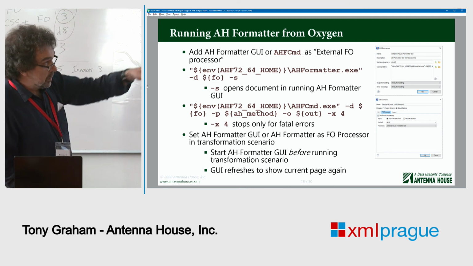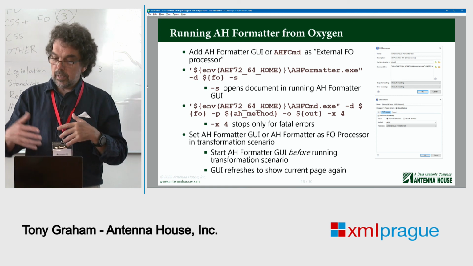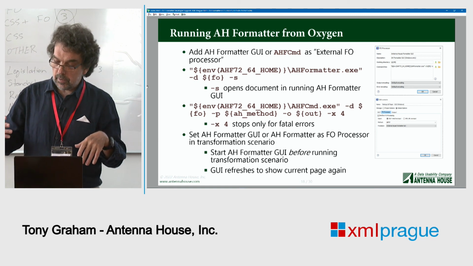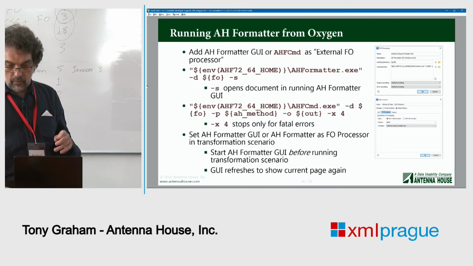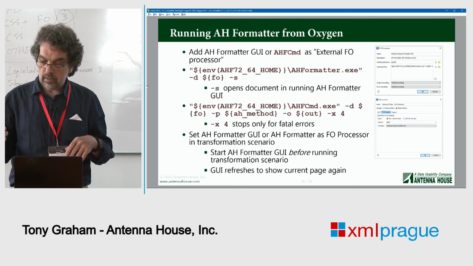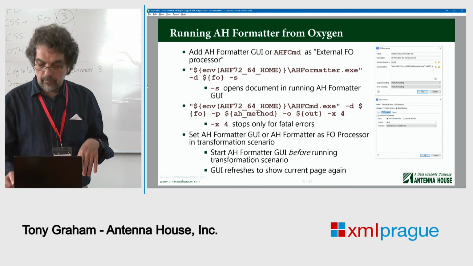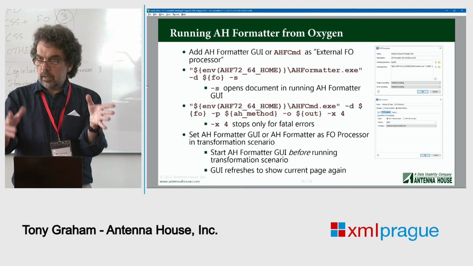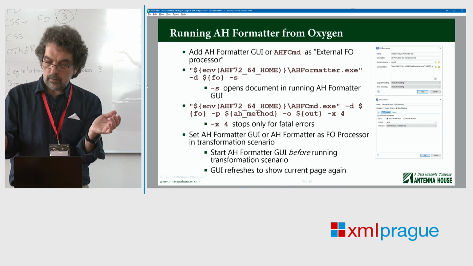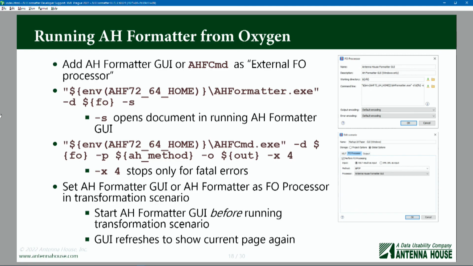and use that in your transformation scenarios. It's a bit blurry over there, but the top one is the definition of an FO processor, and the bottom one is the sort of FO processor tab from a transformation scenario that selects to use AH formatter GUI. The thing with the GUI is that if you use the -S option, it'll open it in a running instance of the GUI, and when you reload a file in the GUI, it reopens the same page.